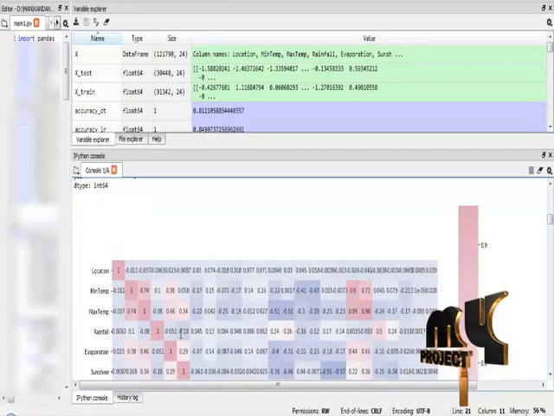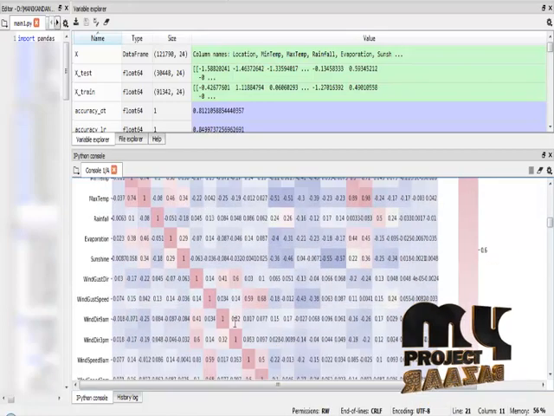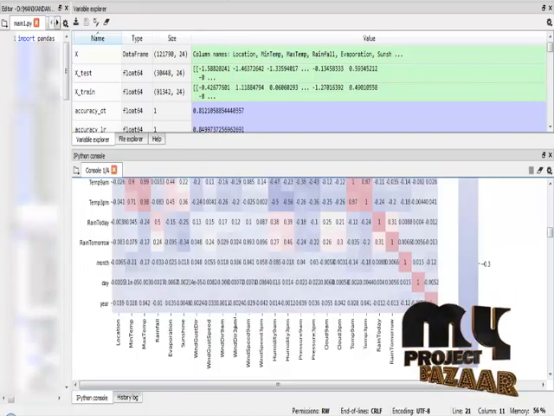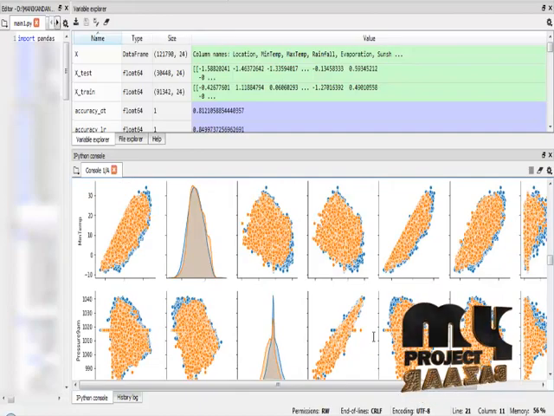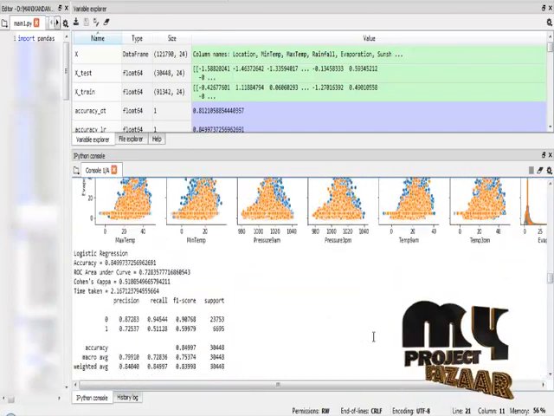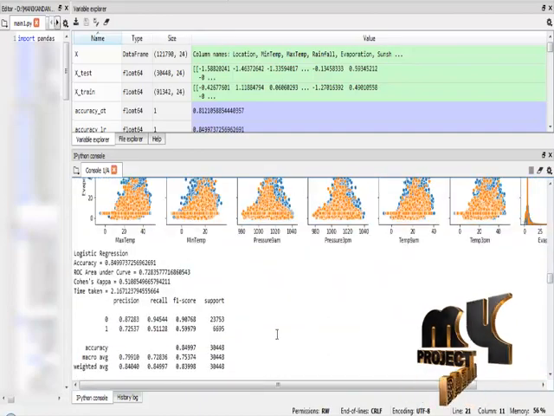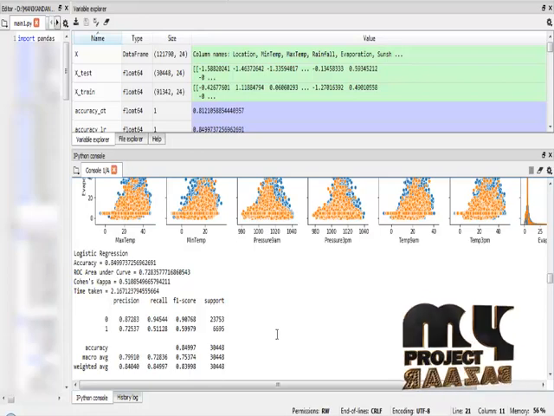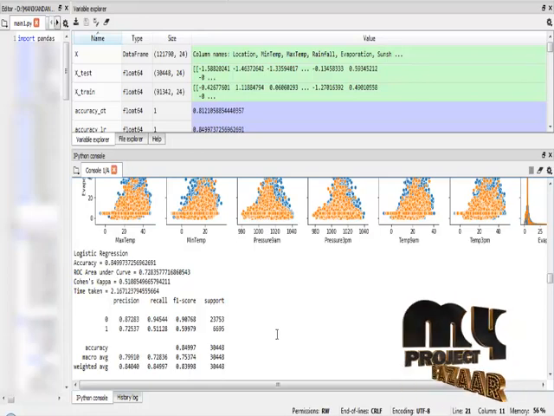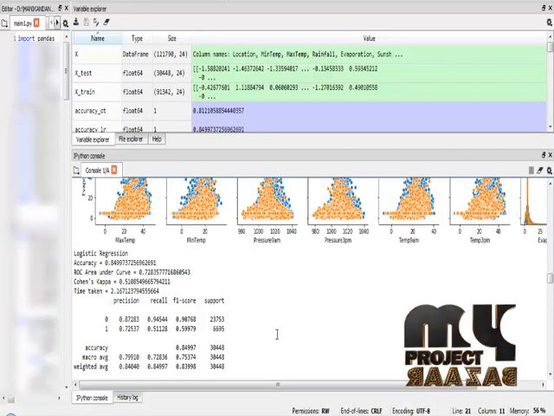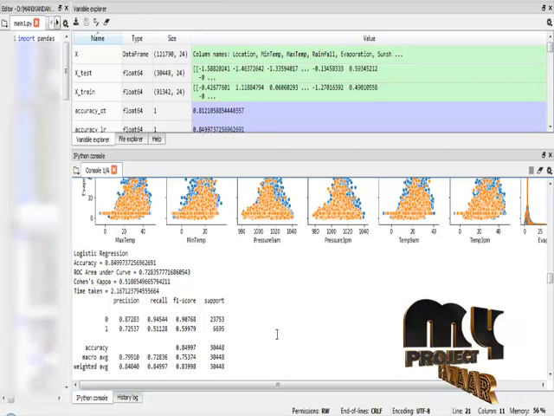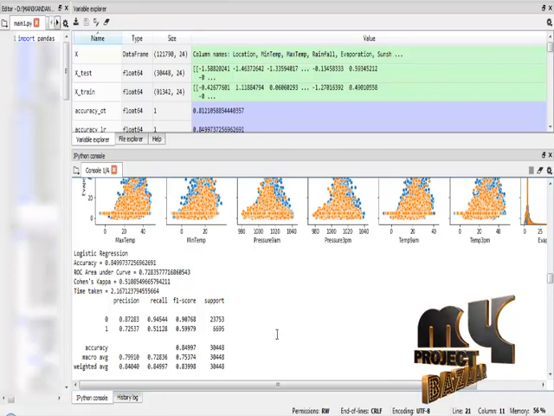After that I plot the correlation graph for all columns from our dataset, and this is the histogram plot, and this is the pair plot for every column in our dataset. And the logistic regression algorithm accuracy is 84%, the ROC area under curve is 0.72, the Cohen-Kappa score is 0.51, and the time taken for training is 2.16 seconds.